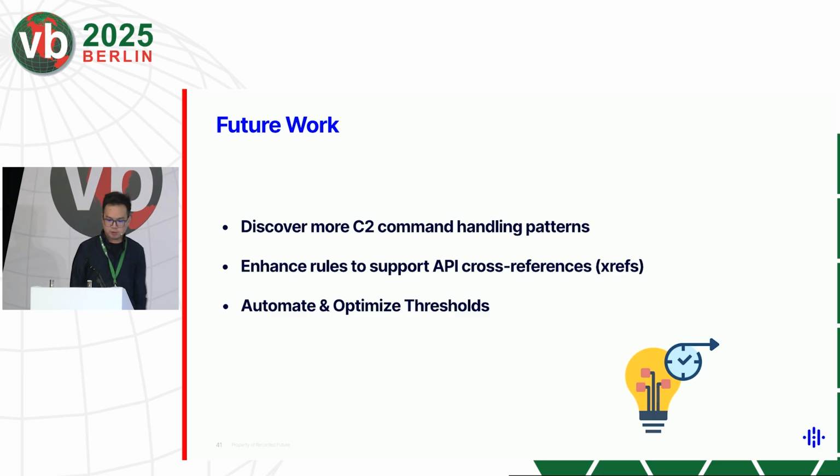Looking ahead, we plan to expand our rule set to cover more malware families and different types of C2 command handling patterns. We also aim to enhance the rule engine to support API cross-references for more complex pattern detection. And most importantly, we want to automate and optimize the threshold. As you already know, the current threshold is fixed, but in the future, it could be dynamically adjustable to improve performance and precision.